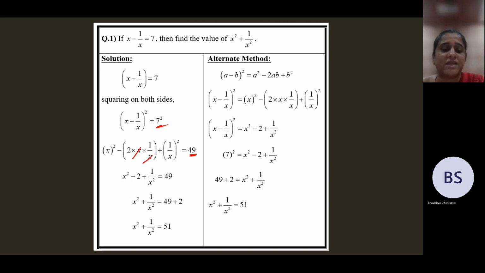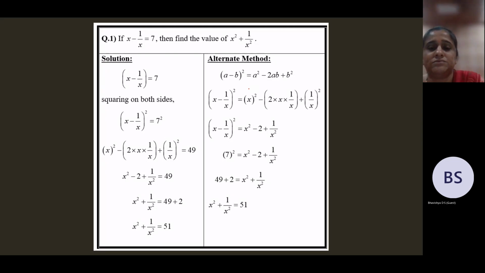Now x and x get cancelled. So we have x squared minus 2, 2 into 1 is 2, plus 1 by x squared is equal to 49. Now transpose minus 2. So x squared plus 1 by x squared is equal to 49 plus 2. So the value of x squared plus 1 by x squared is 51. This is what we have to find. And the value of x squared plus 1 by x squared is 51.